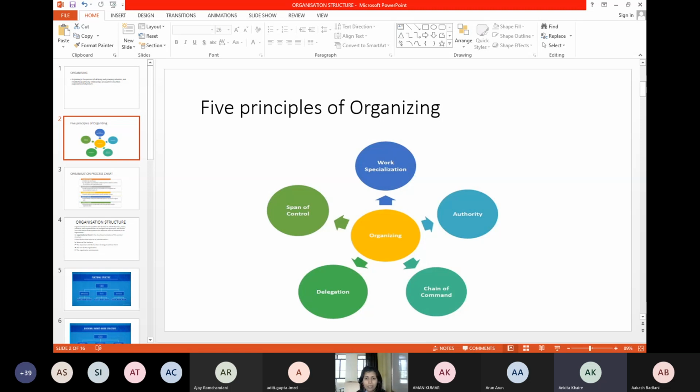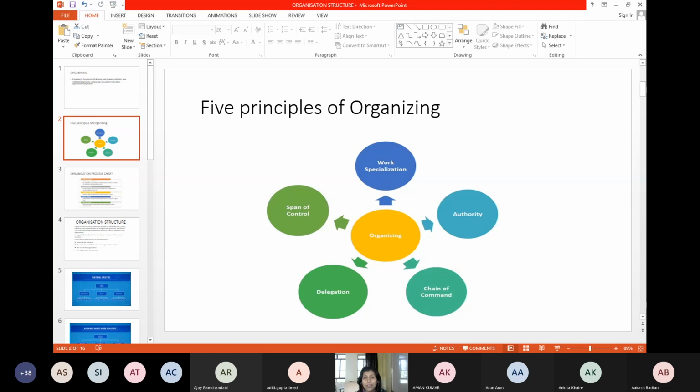Correct, absolutely right. So definitely, in delegation, you cannot delegate everything. You have to be very careful while delegating, and only small things, routine jobs, less complex things can be delegated.